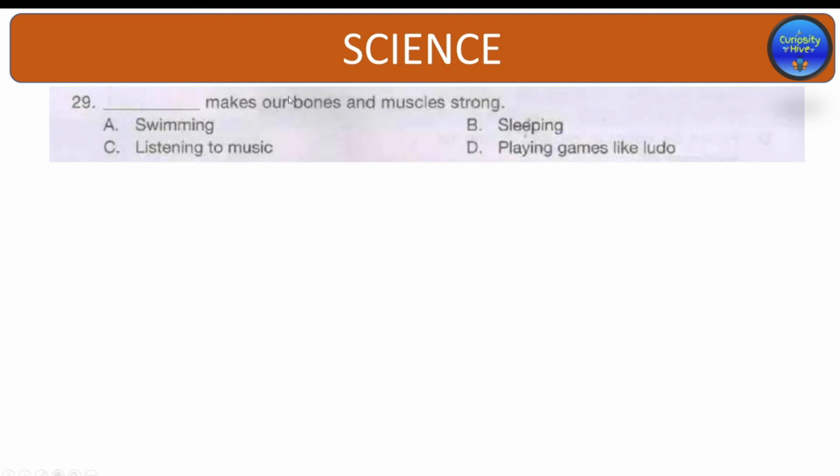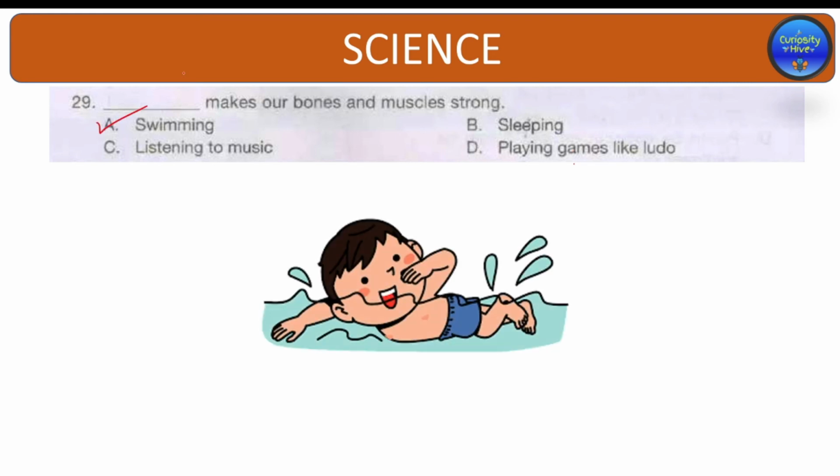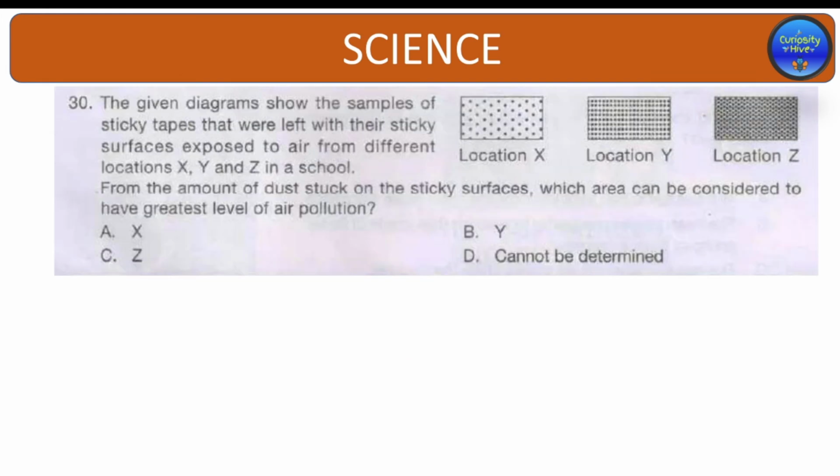Next one. Dash makes our bones and muscles strong. Swimming, listening to music, sleeping or playing games like Ludo? Well, it is swimming because that is the only one which makes you exercise. Let's head to the last question.